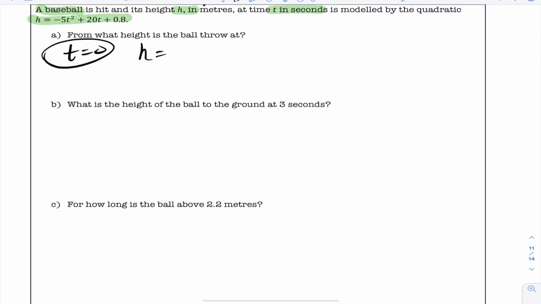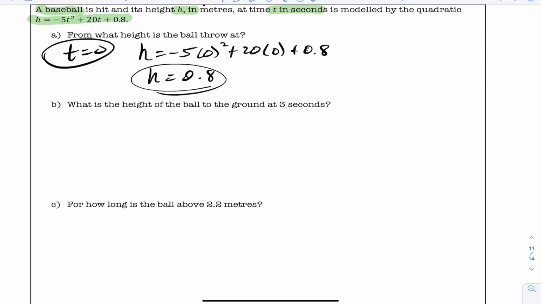So in this case here, you can notice here you get 5 times 0 squared plus 20 times 0 plus 0.8. I end up getting h is 0.8 here. By the way, we're in standard form here, and whenever you're in standard form, that's always going to be your initial value or your y-intercept. So at any rate here, the height of the ball when it was initially thrown was 0.8. 0.8 what? It's measured in meters, so 0.8 meters.